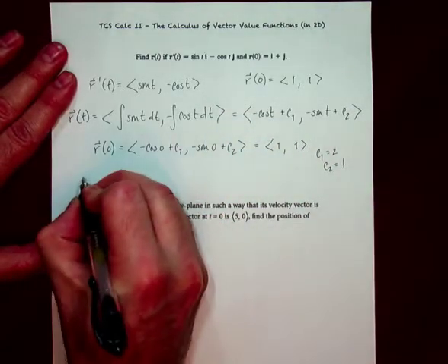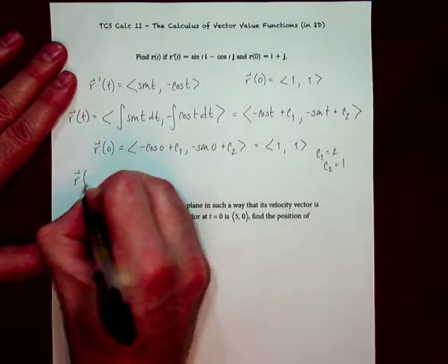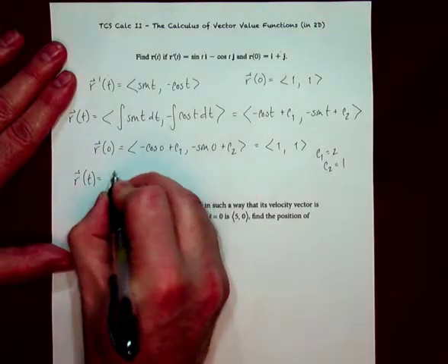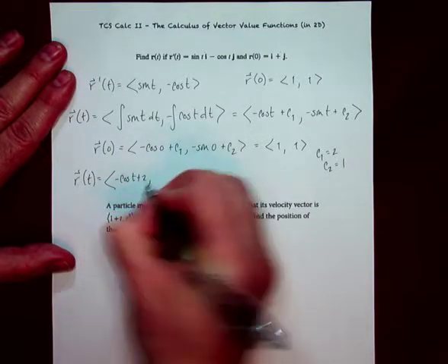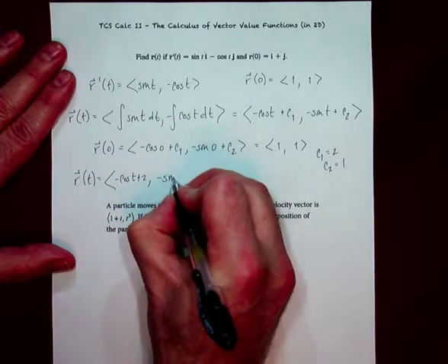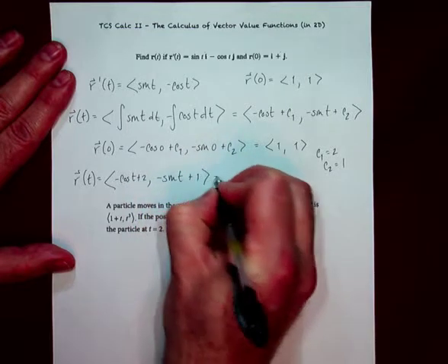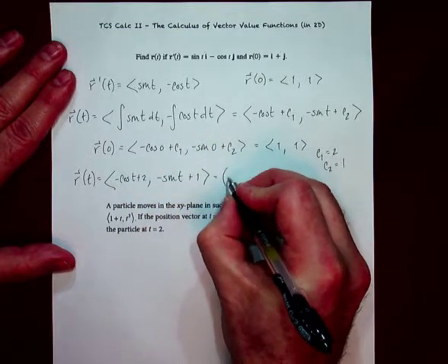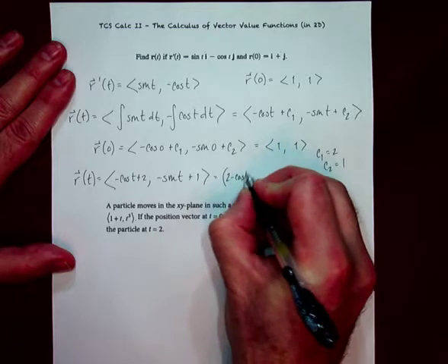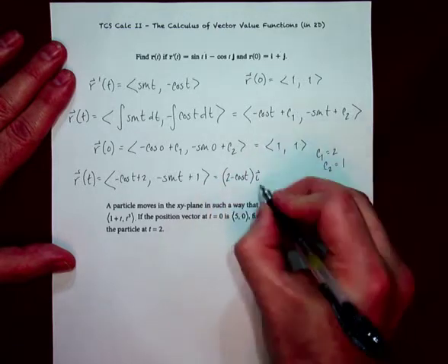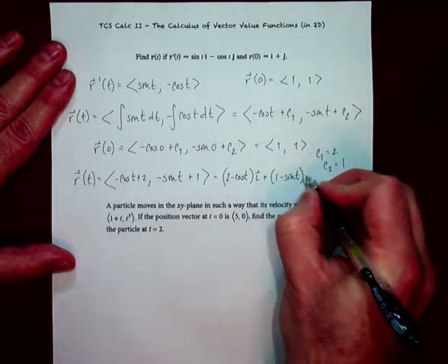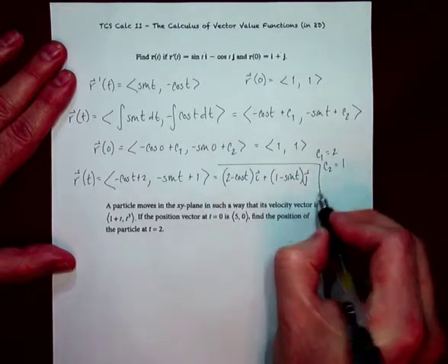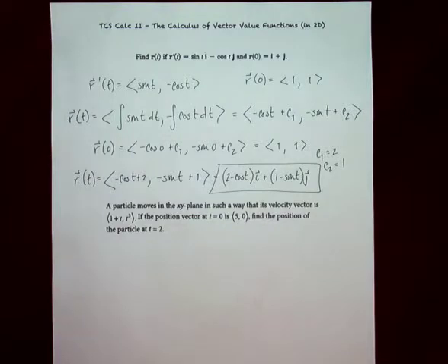And therefore, what we have here is r of t in component form is negative cosine t plus 2, negative sine t plus 1. But in unit vector form, 2 minus cosine t i plus 1 minus sine t j. Wow, almost ran out of room. And there you go.